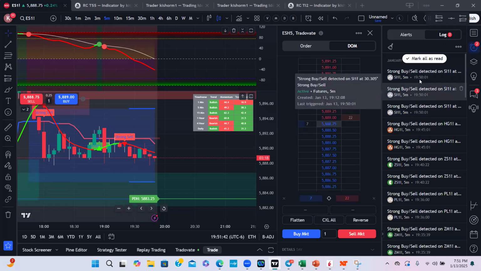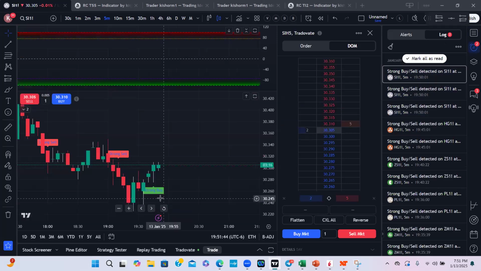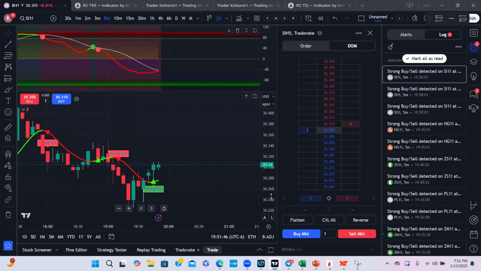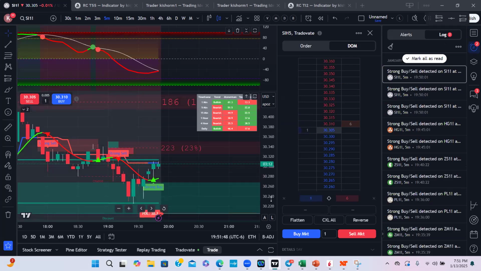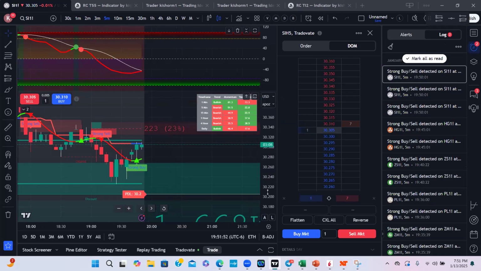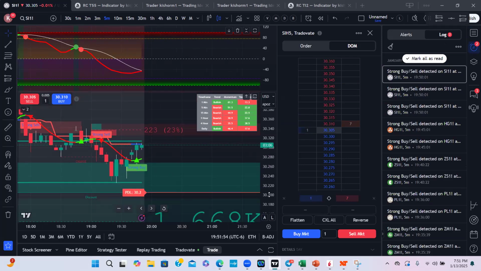Okay, we got a buy signal on silver. You have to tell me, do you think it is a good one or not? If not, why?